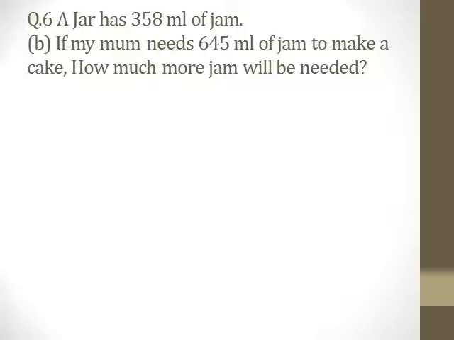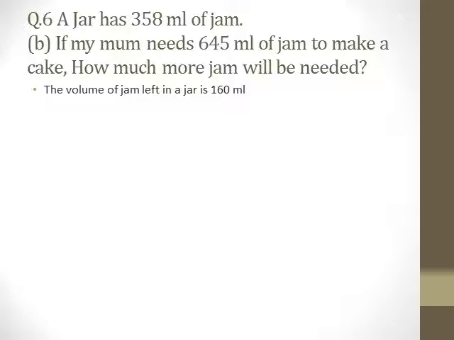So they are interested in asking how much more jam will be needed if 645 milliliters of jam is required to make one cake. First of all, you should know how much jam you have right now. From part A, we know that the volume of jam left in the jar is 160 milliliters, because in part A grandma uses 198 milliliters from 358, so we now have only 160 milliliters. So how much more jam will she need if she wants to make a cake with a volume of 645 milliliters?